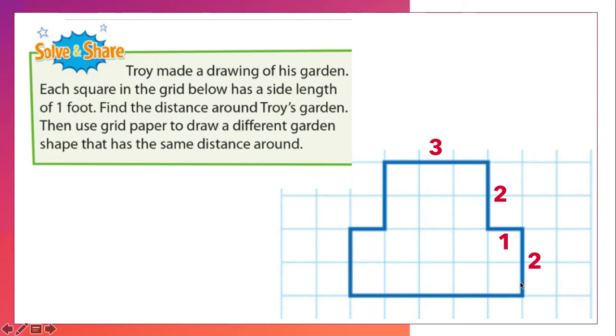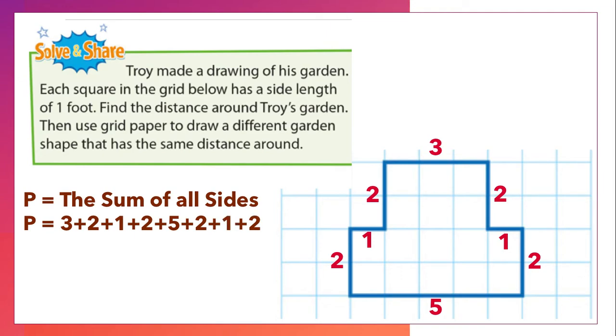This side has 2 units. This side has 1, 2, 3, 4, 5 units. This side has 1, 2. This little nook has 1. And this side has 2 units. So when you are doing this, you need to add all of these together. So this is a long number sentence. It is 3 plus 2 plus 1 plus 2 plus 5 plus 2 plus 1 plus 2.